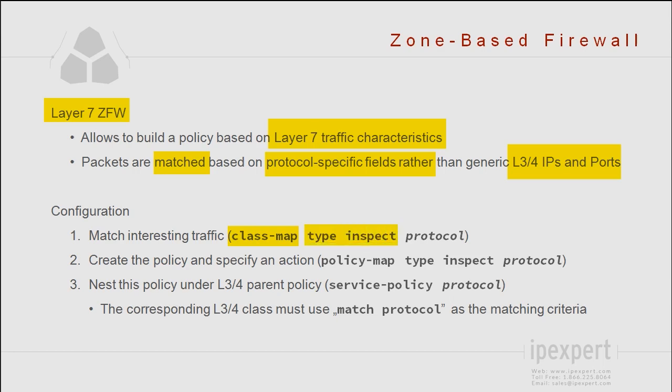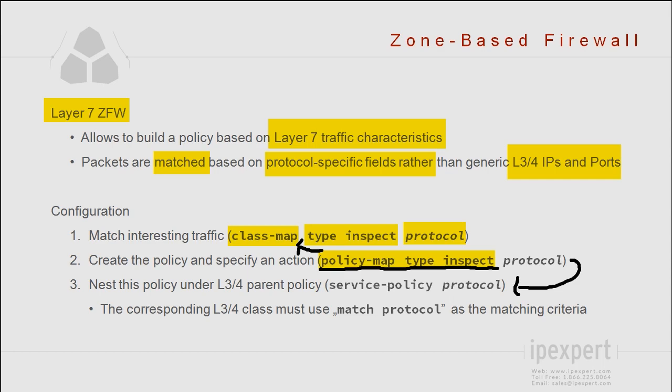Type inspect is going to be the same as for layer 3-4, but now the difference is that we are also going to specify the protocol name, such as class-map type inspect http. This is what makes this class map a level 7 class map. And then for the policy, we are going to do the same: policy-map type inspect and the protocol name. This is what makes the policy a level 7 policy. Finally, inside of this level 7 policy, we are going to call out our classes and specify an action, such as drop the packets. And this level 7 policy map is going to go into the layer 3-4 policy that is applied to the zone pair.